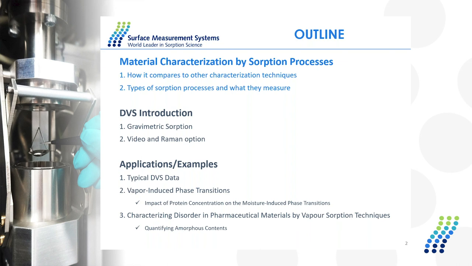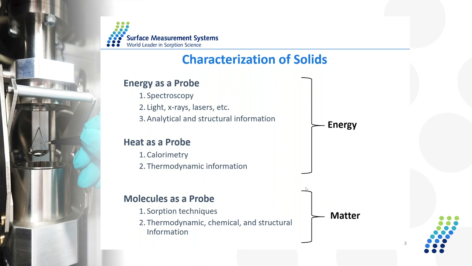content determination. So for the characterization of solid material, we will generally use energy as a probe, like the spectroscopy method, where we can get some analytical and structural information, or we can also use heat as a probe to get some thermodynamic information. And with the DVS, we are using molecules as the probe, and it's a sorption technique. By measuring the sorption and desorption isotherm, we can get all the information related to the chemistry, structure, as well as the thermodynamics.